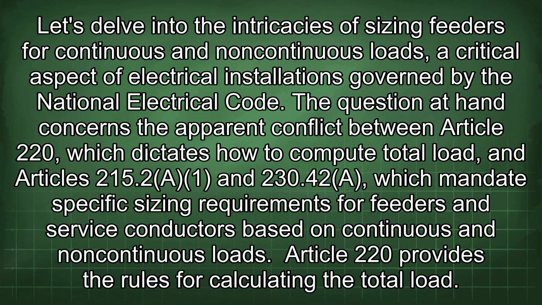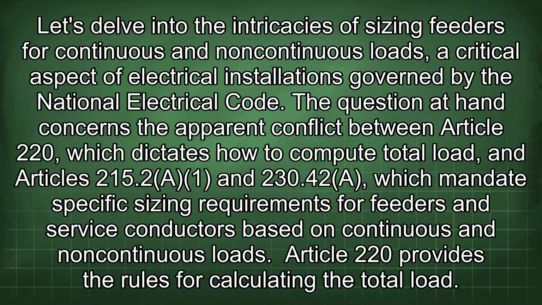Let's delve into the intricacies of sizing feeders for continuous and non-continuous loads, a critical aspect of electrical installations governed by the National Electrical Code. The question at hand concerns the apparent conflict between Article 220, which dictates how to compute total load, and Articles 215.2(A) and 230.42(A), which mandate specific sizing requirements for feeders and service conductors based on continuous and non-continuous loads.